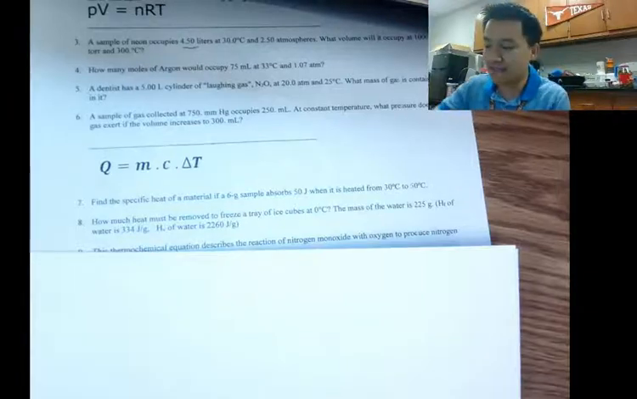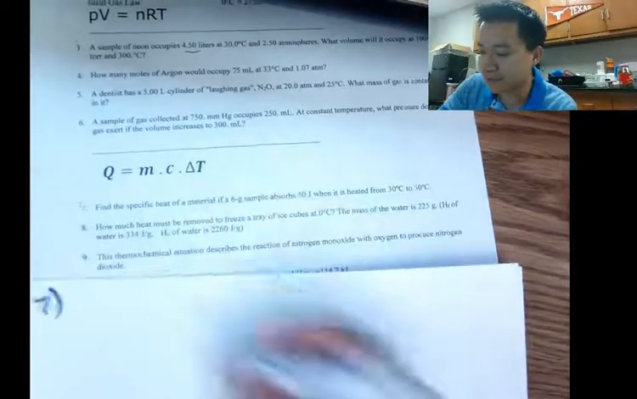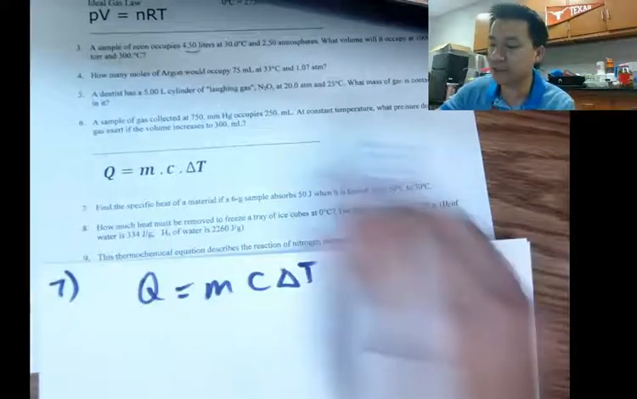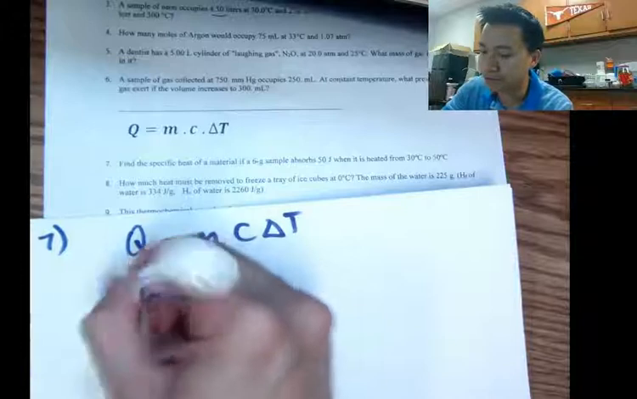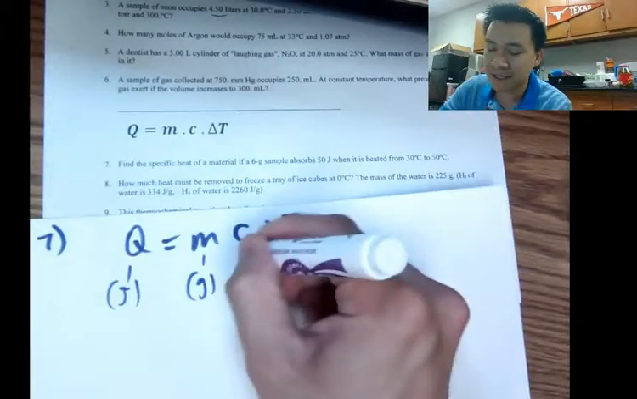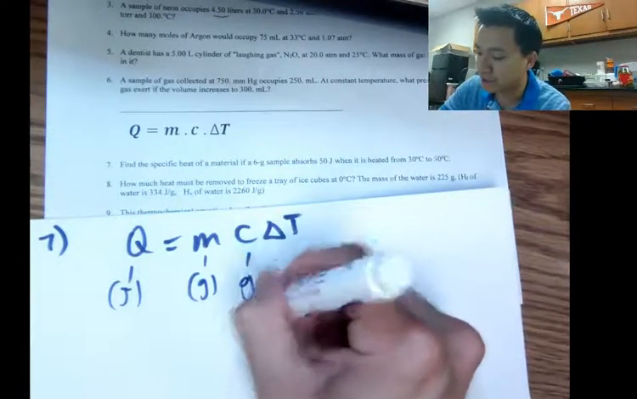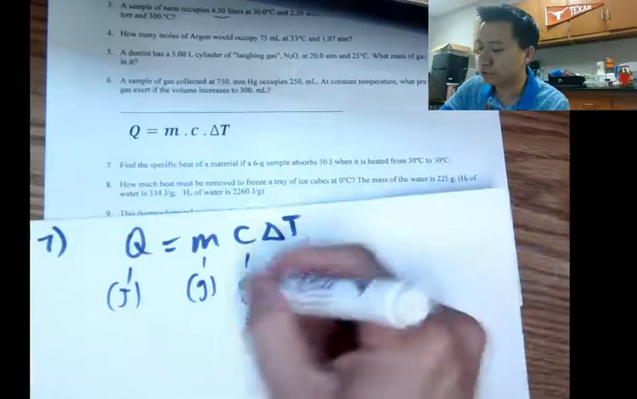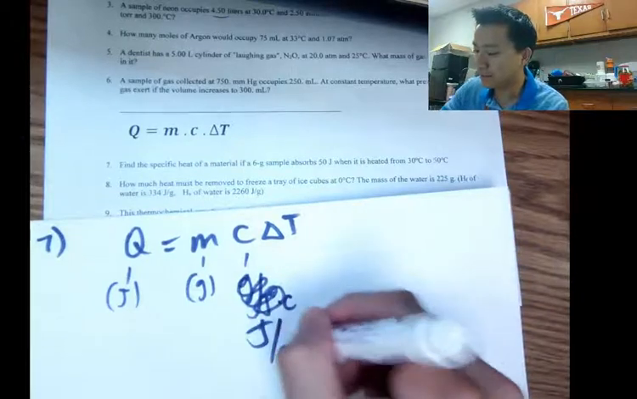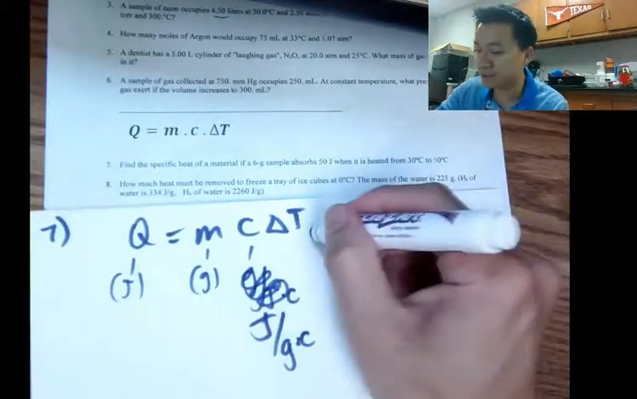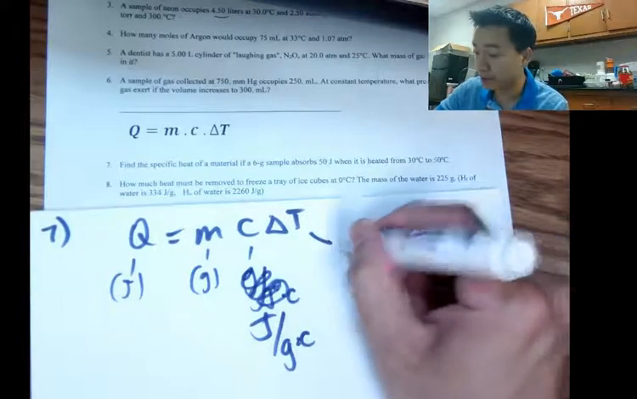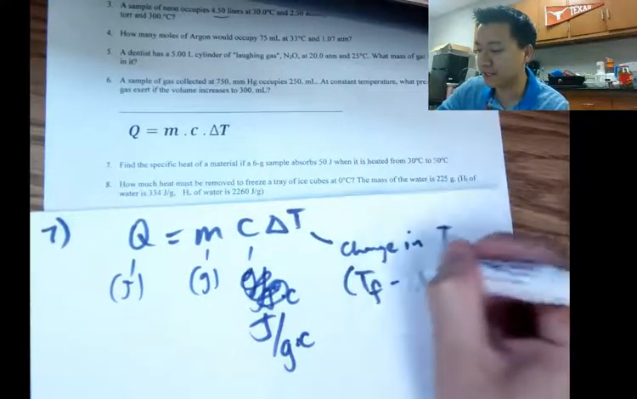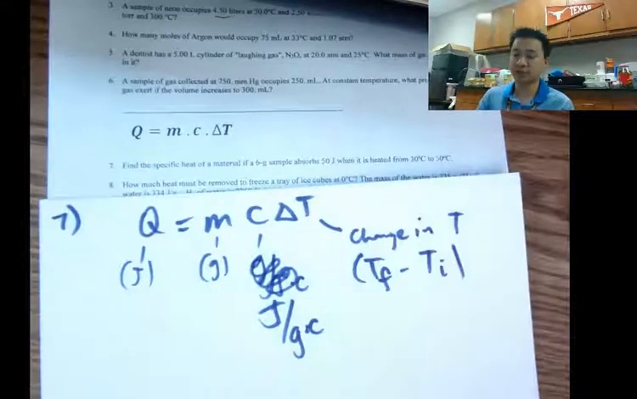Continuing on, number 7 is Q equals mc delta T. Remember, Q is the energy, the unit is joules, m is the mass in grams, c is specific heat, joules per gram degree Celsius. Oh no, never mind, I got that backward. Delta T is the change in temperature, which is T final minus T initial.